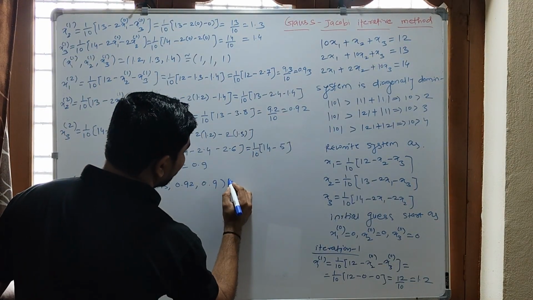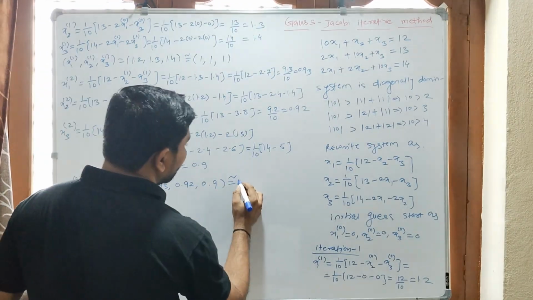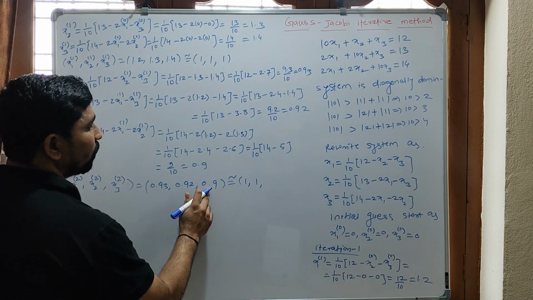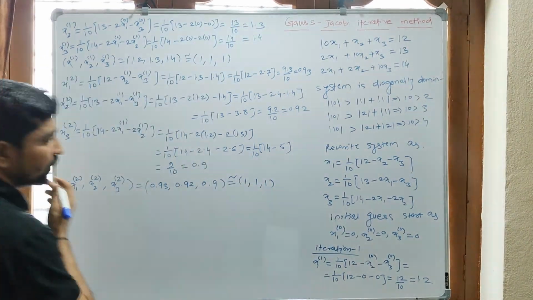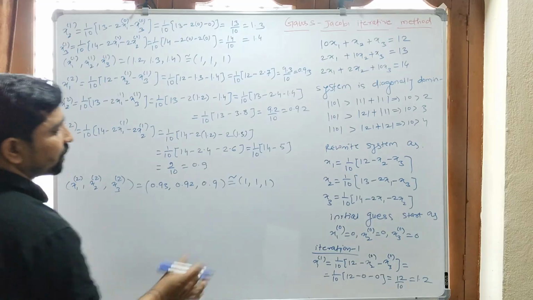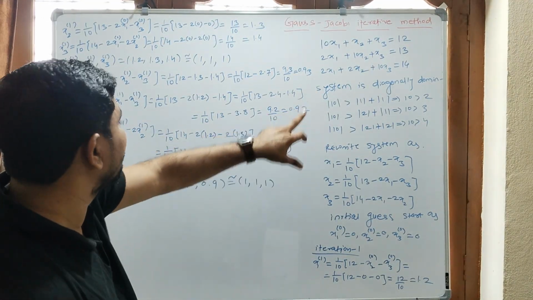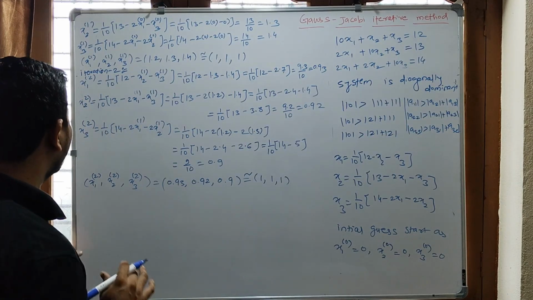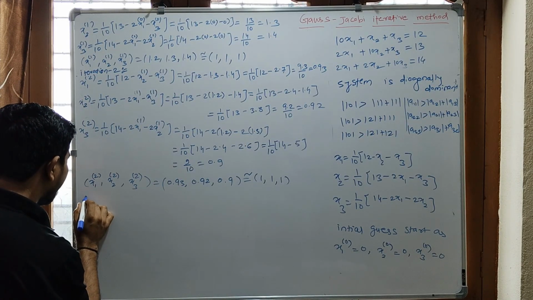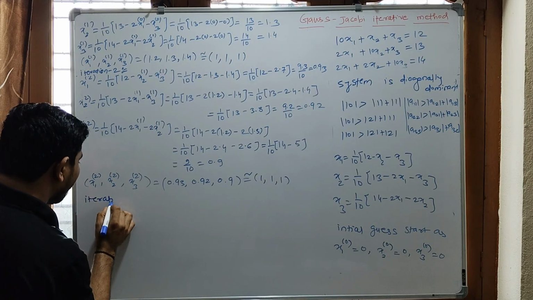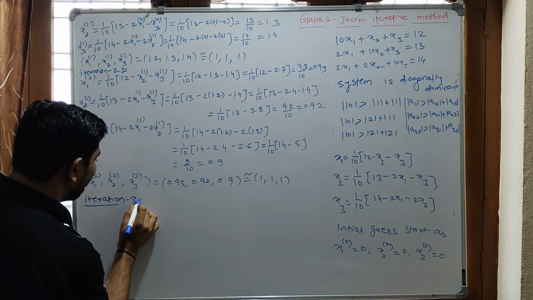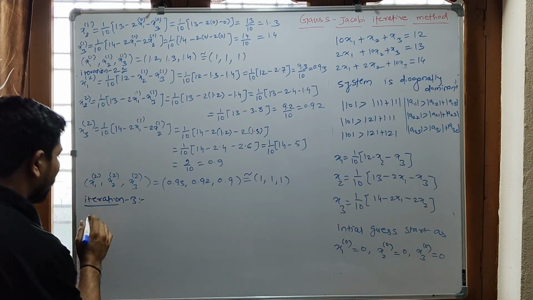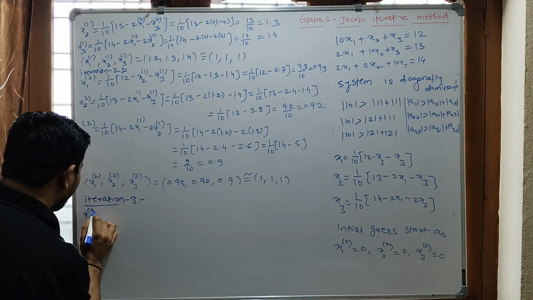Here you can also observe one thing: 0.93 is approximately equal to 1, 0.92 is also approximately equal to 1, and 0.9 is also approximately equal to 1. So this is the approximate solution of the given system of equations after the second iteration. Now I want to find the third iteration with the help of x1 at 2, x2 at 2 and x3 at 2. Here I want to find x1 at 3.